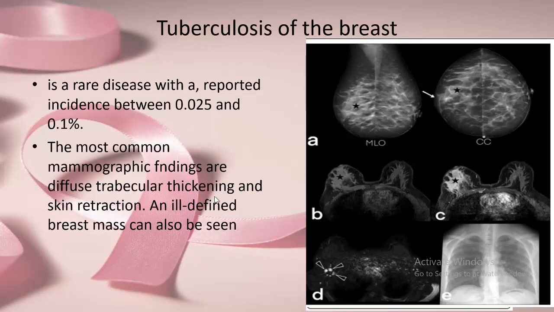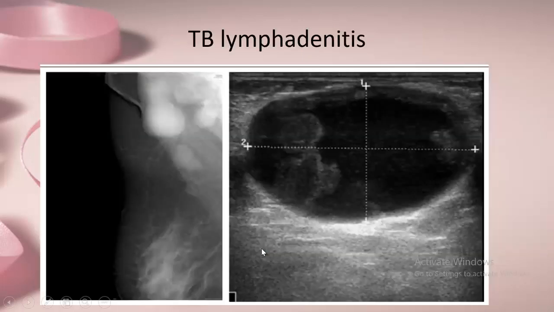The most common mammographic findings in TB are trabecular thickening, due to the inflammatory process in the breast, but it is a specific inflammation. So we can find trabecular thickening and skin retraction. An ill-defined breast mass may be seen here. An ill-defined breast mass is the most common finding.